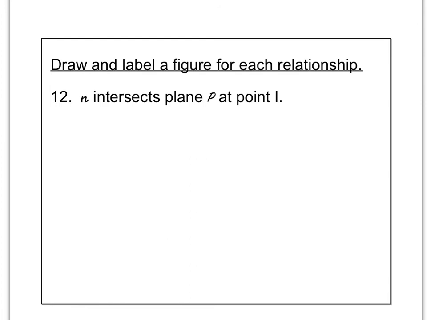So we're going to wrap up this section by drawing a few things. And if you're not an artist, don't worry about it. Neither am I. I can't draw like humans or animals, but I can draw some of this geometry stuff. So let's practice. Draw and label a figure for each relationship. N intersects plane P at point I. Okay, so we have to label everything too.